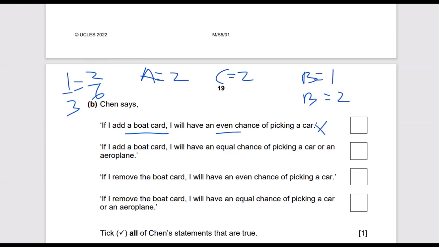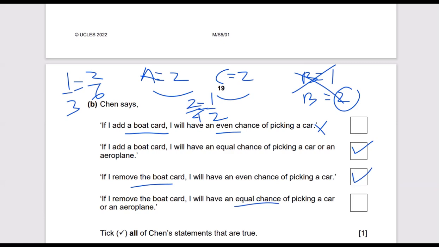If I add a boat card, I'll have an equal chance of picking a car or an aeroplane. A car or an aeroplane is the same. If I add a boat, it becomes 2, so this will still be correct. If I remove the boat card, so this is no more, for this one, I'll have an even chance of picking a car. Now if it's no more, it becomes 2/4, so 50%. So this is correct, because 2/4 is 1/2. Equal chance means 50%.